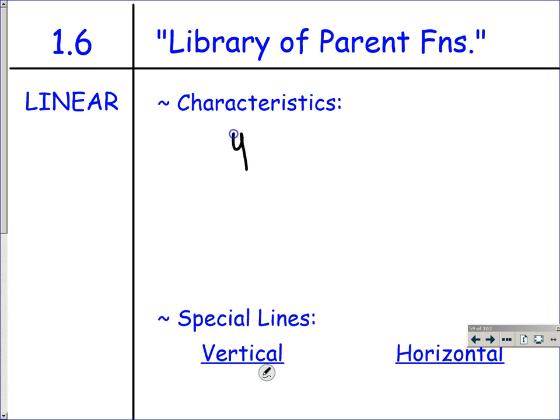For right now, linear is a function that can be written, let's just do the most common forms. We have slope-intercept, and we have point-slope. Which one did I say was more important for calculus? Point-slope.